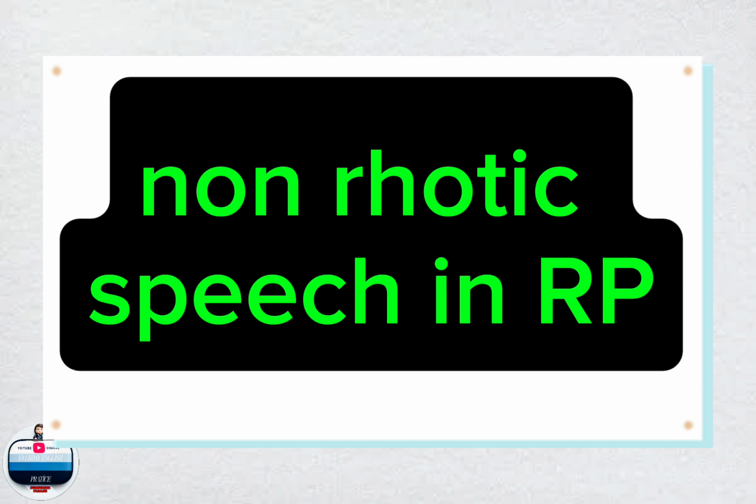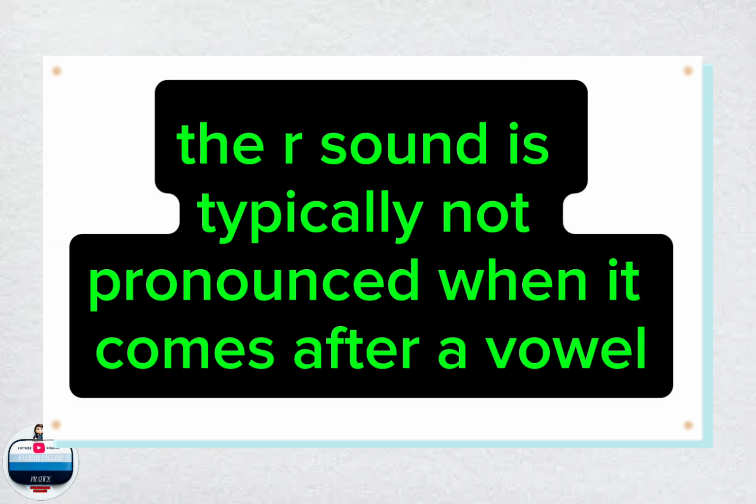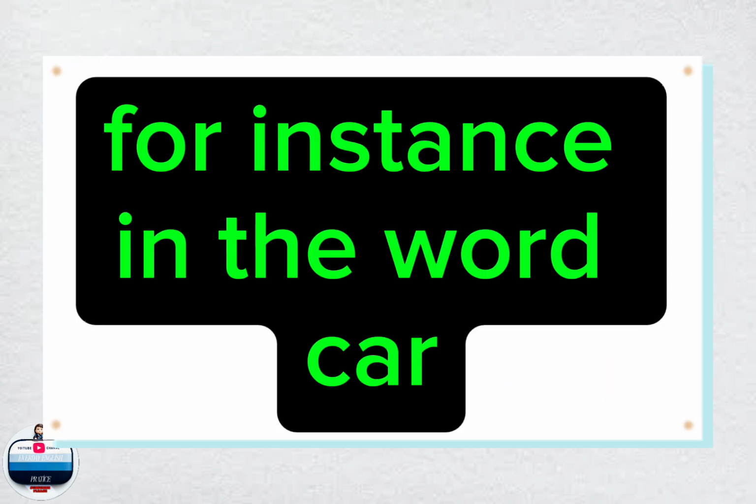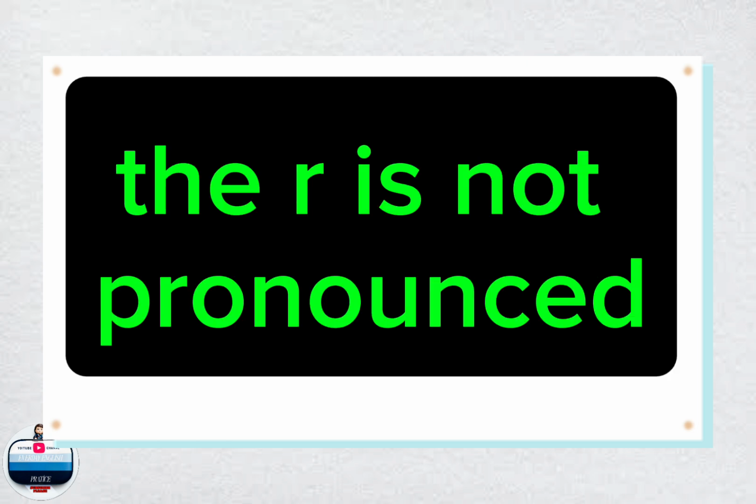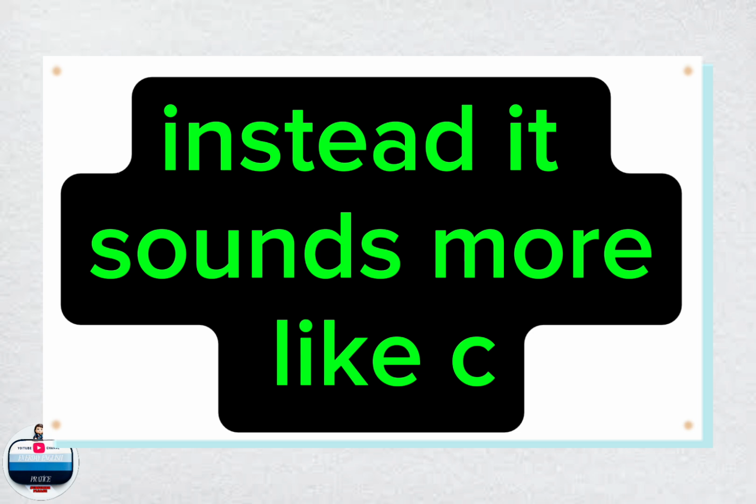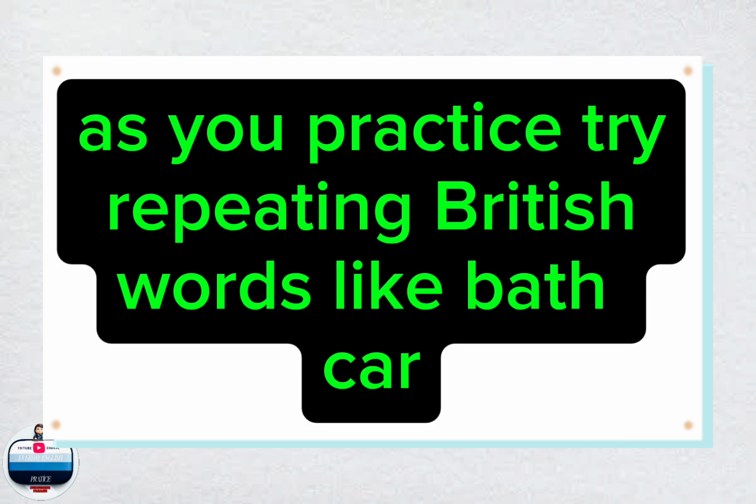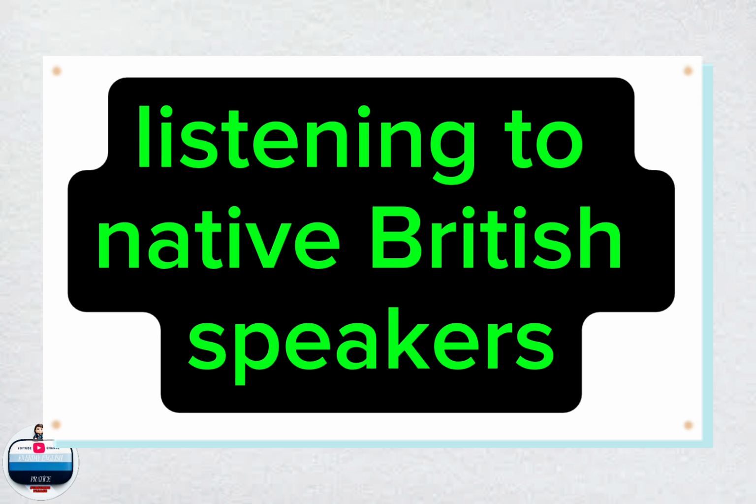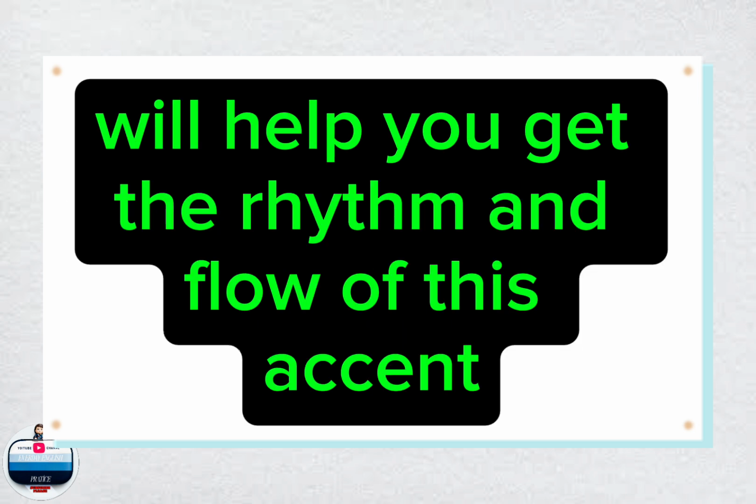Non-rhotic speech. In RP, the R sound is typically not pronounced when it comes after a vowel and before a pause. For instance, in the word car, the R is not pronounced. Instead, it sounds more like cah. As you practice, try repeating British words like bath, car, dance, schedule. Listening to native British speakers and imitating their pronunciation will help you get the rhythm and flow of this accent.